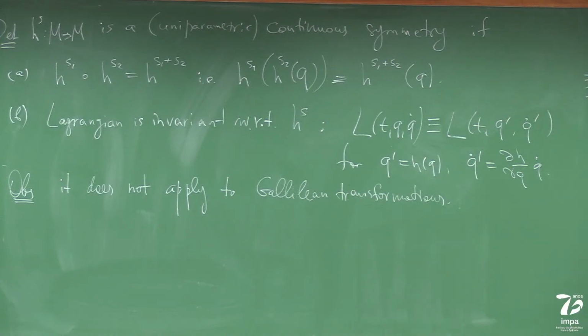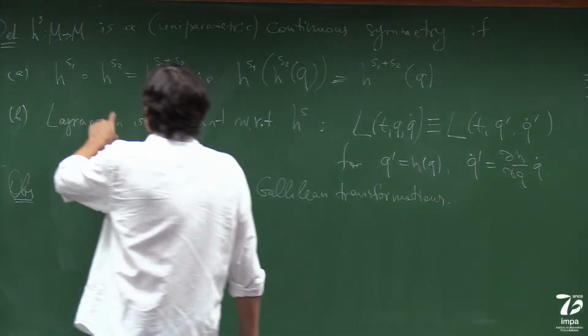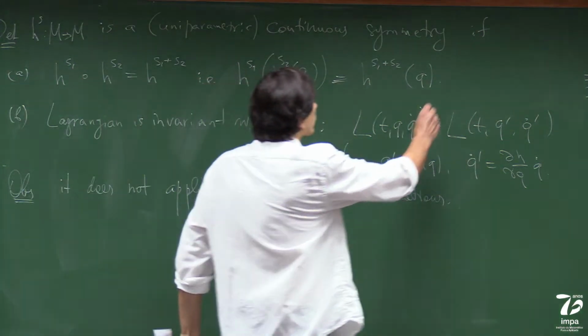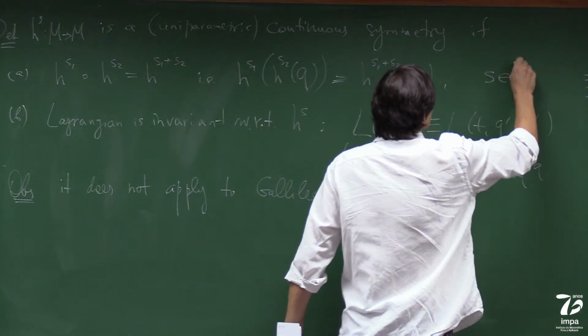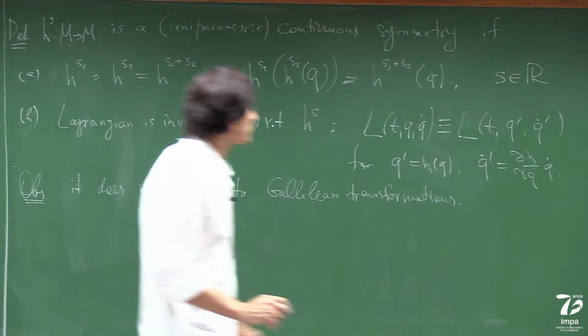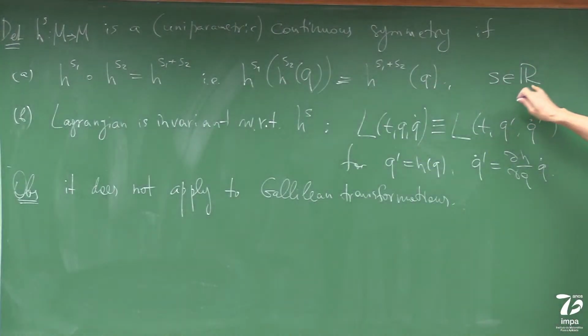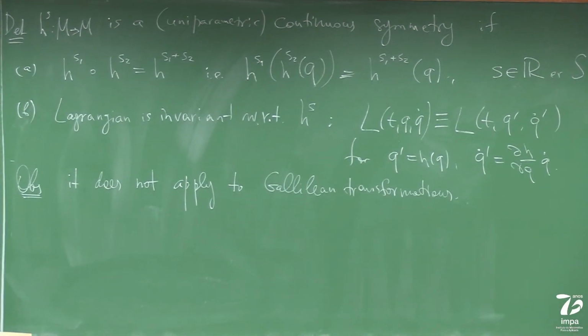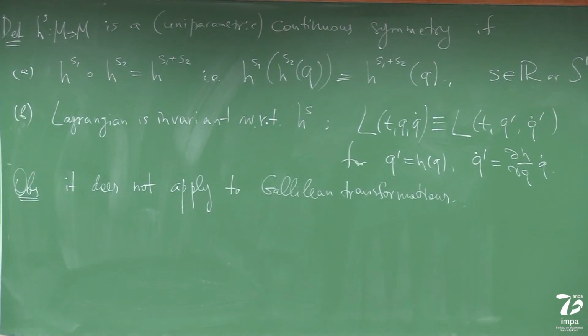So whatever transformations you have, this transformation depends on a parameter S. That's important. In principle, S can be real, or it's only important that it's real locally. So it can also be an angle. It's okay. So these are the two conditions.